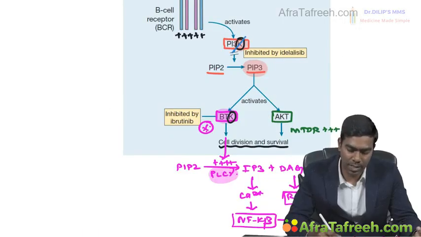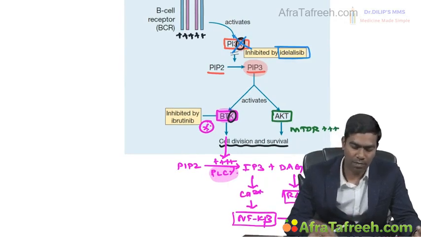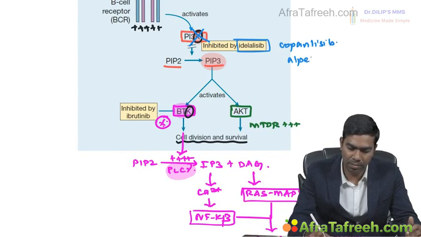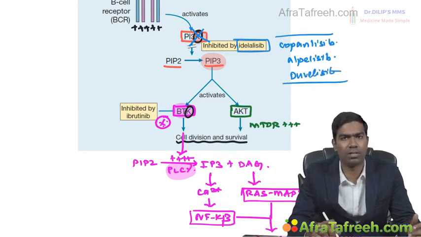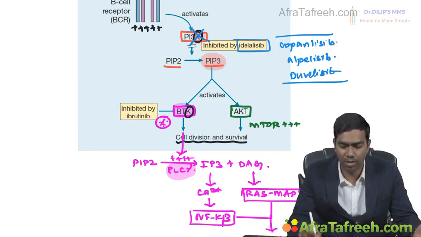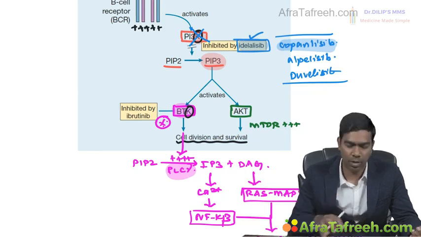For example, this PI3 kinase can be blocked by a drug called idelalisib, and you have other similar drugs like copanlisib, then alpelisib, and also duvelisib. Most of them are used for relapsed lymphomas, typically non-Hodgkin lymphomas like CLL or relapsed follicular lymphomas. But in general, you can remember these are important for lymphoma treatment. This idelalisib and copanlisib also. Most important will be idelalisib for exams.